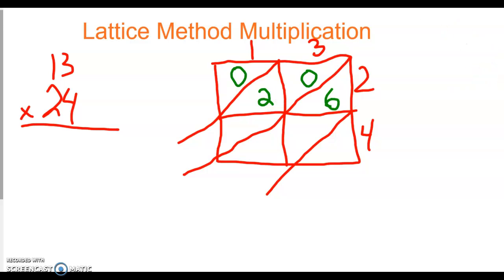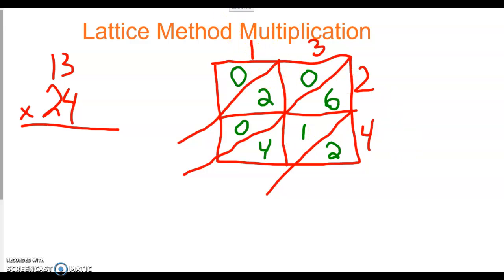Then we do 3 times 4. 3 times 4 is 12. I know in 12 there are two ones and one 10. And then my last one is 4 times 1. I know 4 times 1 is 4. There are four ones and zero tens. Then I'm all done filling in my grid.